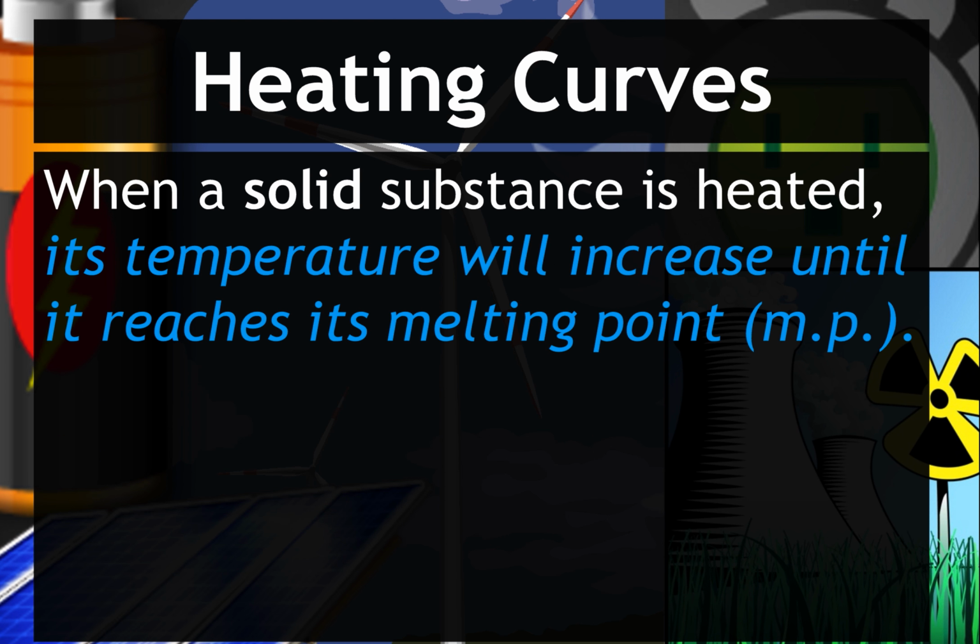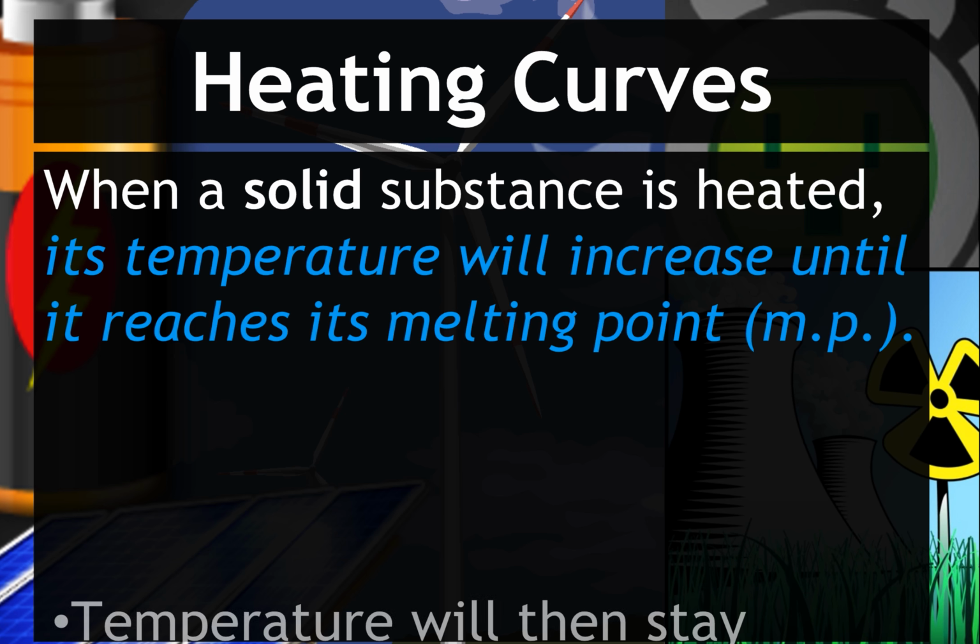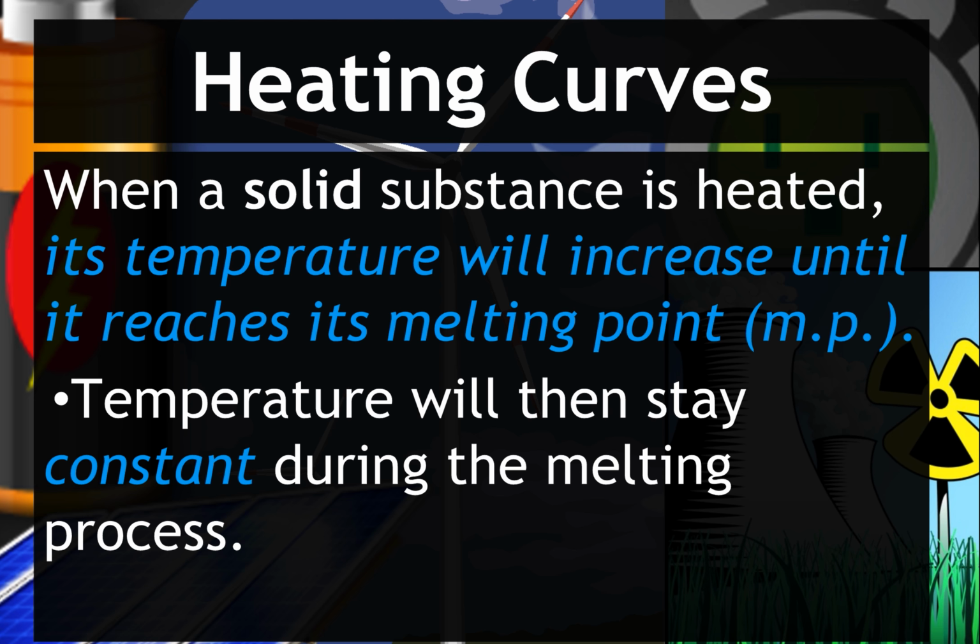So when a solid substance is heated, its temperature will increase until it reaches its melting point. We're going to abbreviate melting point as MP. The temperature will then stay constant during the melting process. This is something that students tend to have a little problem understanding. We're going to do a lab to see this actually happening, but most students have a little bit of trouble grasping it. But I think when you see the heating curve and you see the demonstration, it should help keep that in your minds.